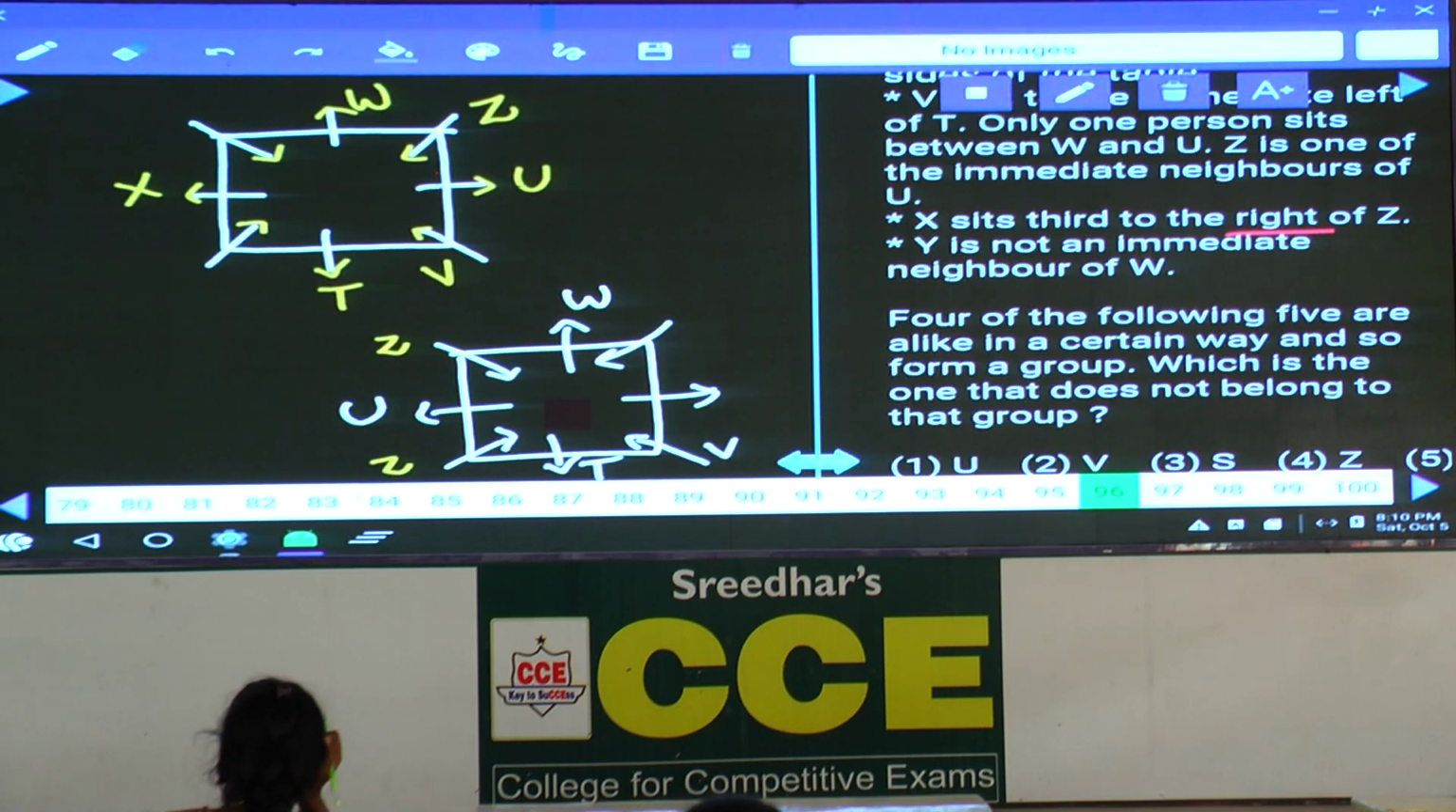Now if Z is here, X sits third to the right of Z. Here Z cannot be here. If Z is here, X and T must be in the same place, which is not possible. Hence X must be here. X is seated third to the right of Z.